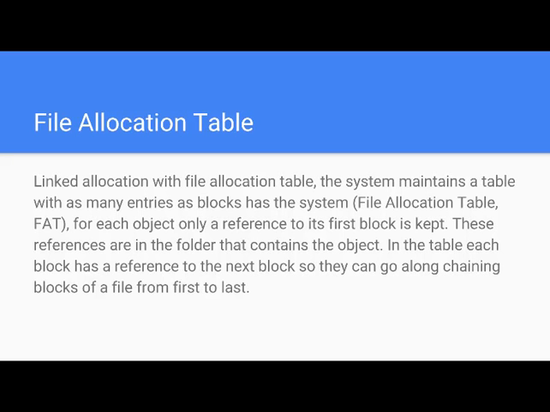File allocation table. Linked allocation with file allocation table. The system maintains a table with as many entries as blocks the system has. For each object, only a reference to its first block is kept. These references are in the folder that contains the object. In the table, each block has a reference to the next block, so they can go along chaining blocks of a file from first to last.